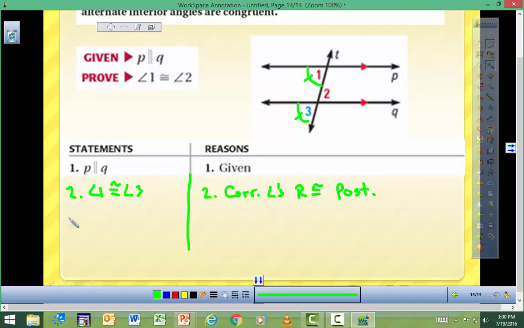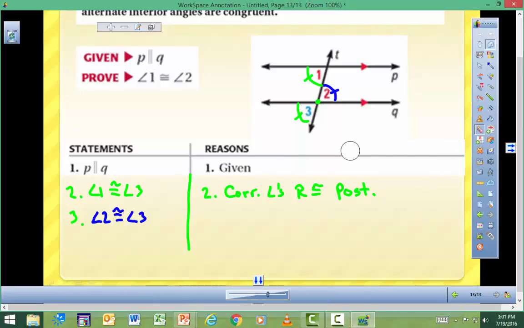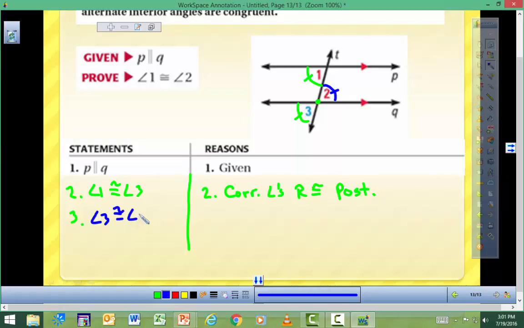Corresponding angles are always congruent, but I also said that angle 3 is congruent to angle 2 because they're vertical angles. And remember, we learned back in chapter 2 that vertical angles are congruent. So I could then say angle 2 is congruent to angle 3. Well, maybe I should just back that up a little bit and rewrite it the other way around, because I want you to recognize something. Angle 3 is congruent to angle 2. Let's write it like that.